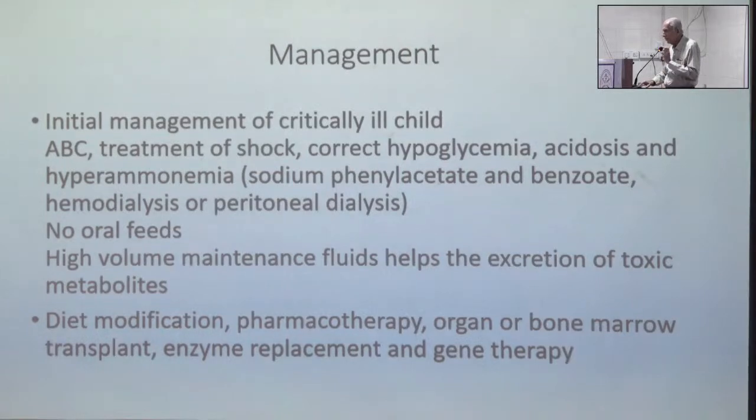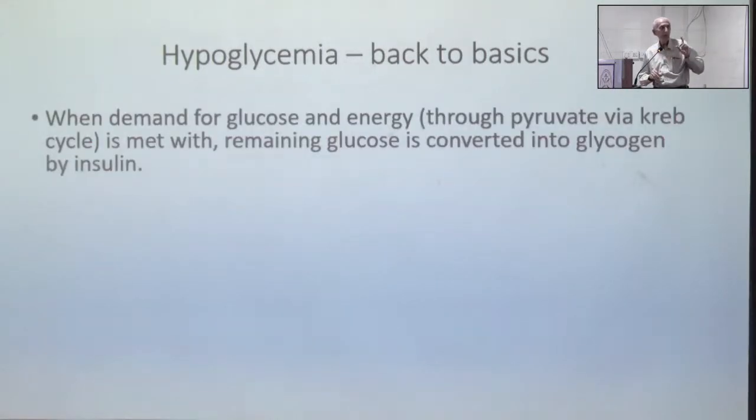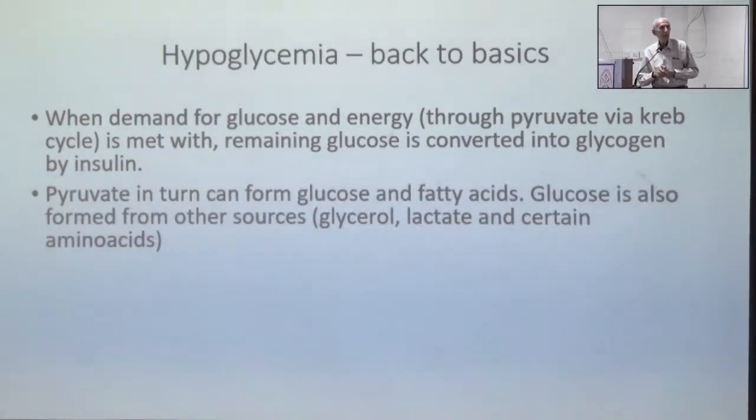Just last two slides on what is hypoglycemia, because this is not uncommon in any acute condition, be it whatever the cause. And just again the basics of what is hypoglycemia. When you have a demand for oxygen and a demand for glucose and energy is met with, okay, that means I have had enough. Then the remaining glucose is converted into glycogen by insulin.